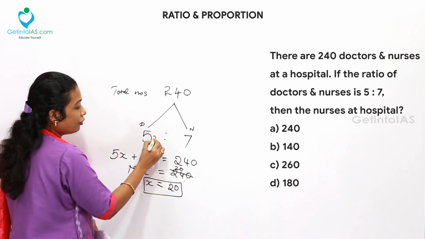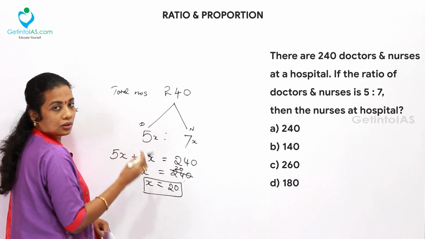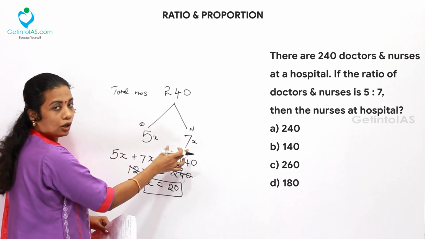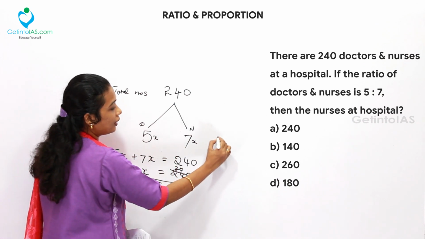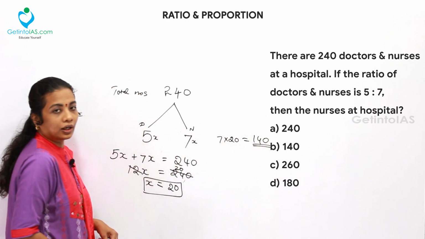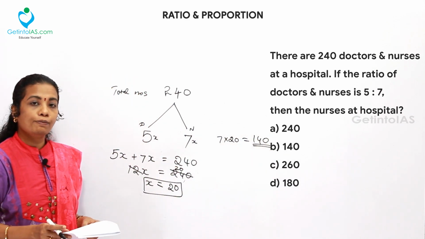Now find the number of doctors or nurses. This will become very easy. So the question is being asked: nurses at the hospital, 7x, x is equal to 20, 7 into 20, which is going to be 140. My final answer is 140, option B.